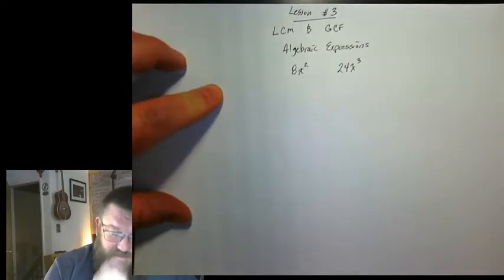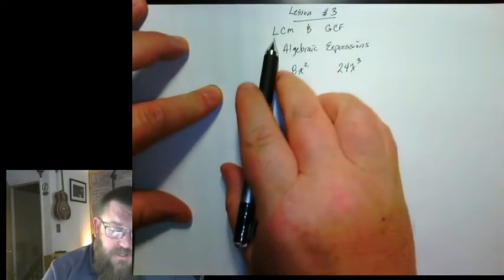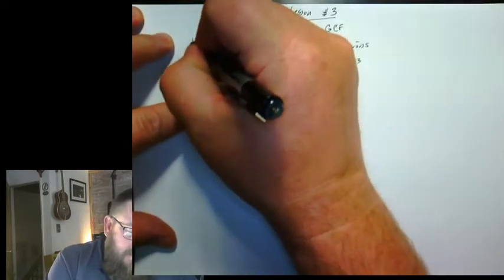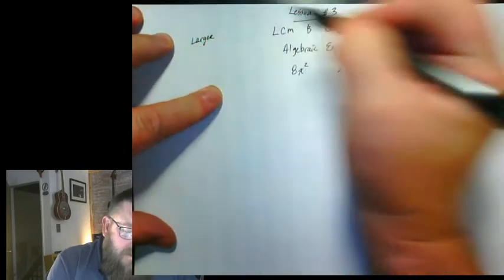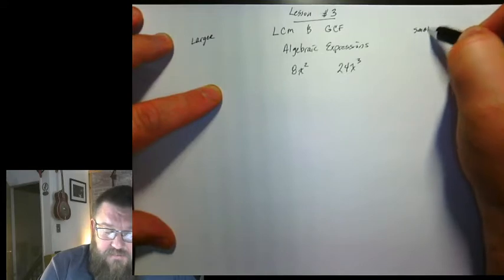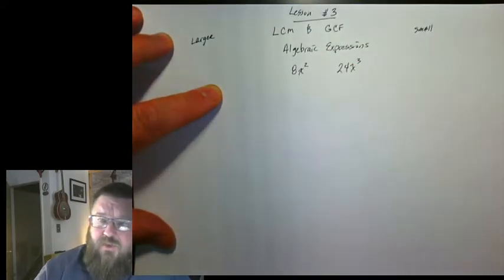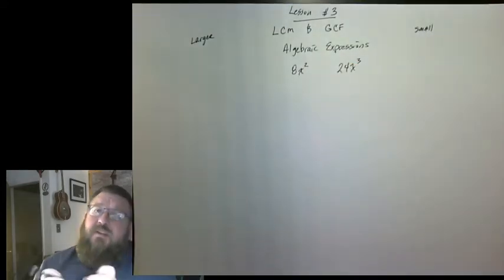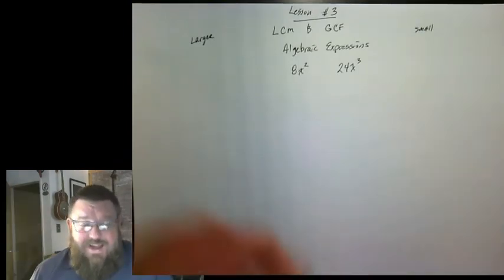Now, something to keep in mind. The lowest common multiple is going to be the same size or larger than what you started with, and the greatest common factor is going to be the same size or smaller. The reason is that factors are multiplicative parts. They're the smaller things that multiply together to make the thing you have.